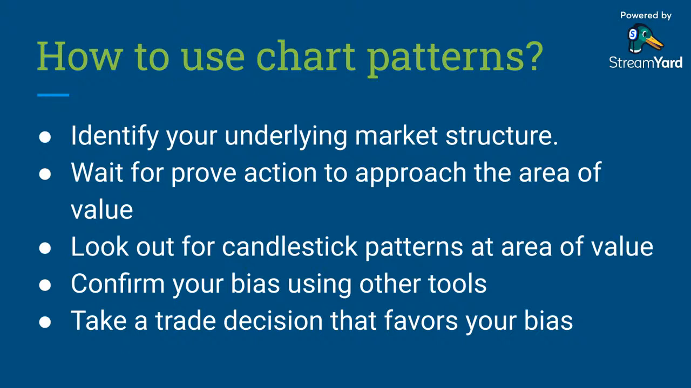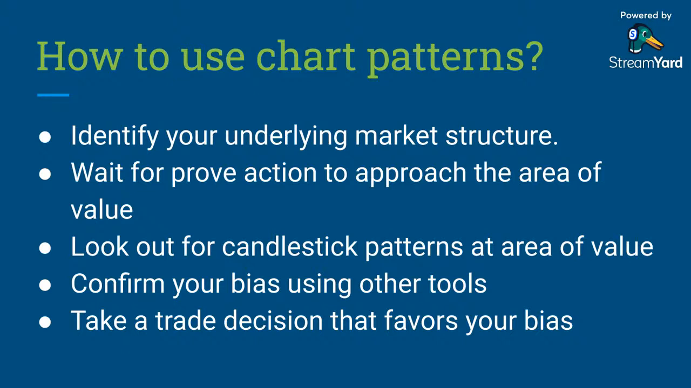So like I said, identify the structures, wait for price action to get towards the area of value, then put a circle there and watch what happens inside that particular circle. And the next thing you have is confirm your bias using other tools. Now, the moment you say, okay, let's just look out for candlestick patterns at the area of value.